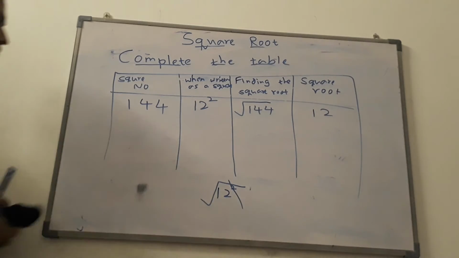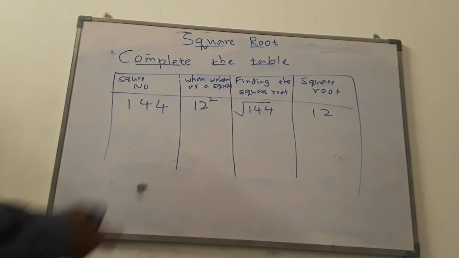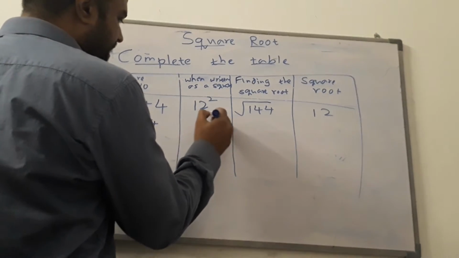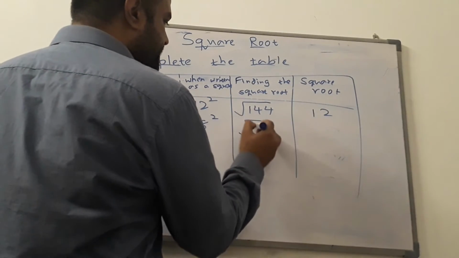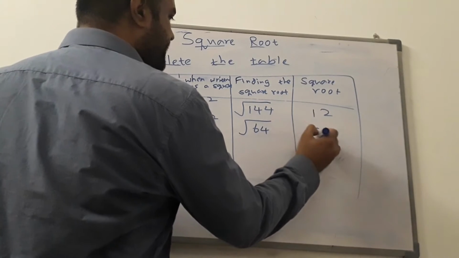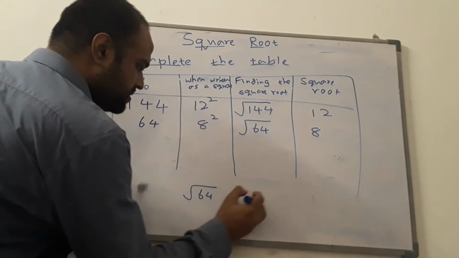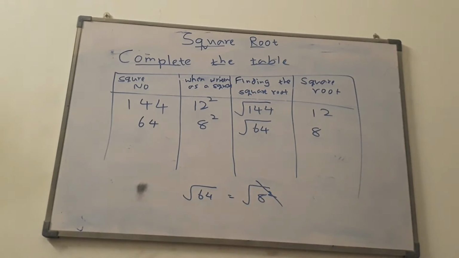More sums. We'll do an easy sum now. Suppose a sum like 64. 64 means 8 squared. 8 times 8 is 64. So square root of 64 means 8. Square root of 64 means square root of 8 squared, so square and root get cancelled. So answer is 8.